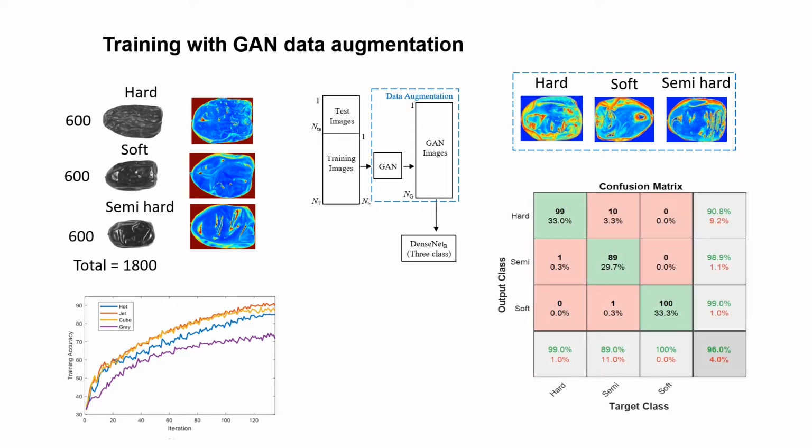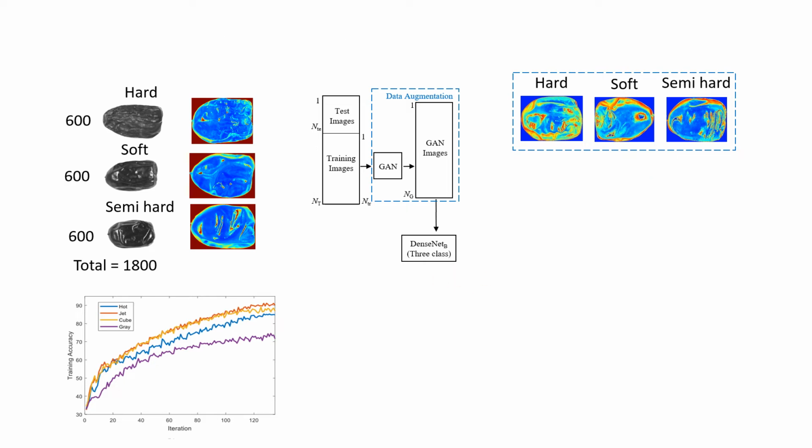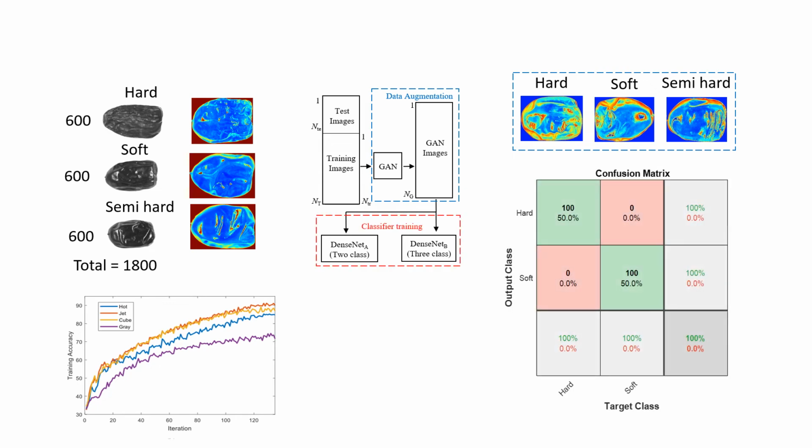The results obtained using a three-class classifier based on the DenseNet model are shown in the confusion matrix, where we can see the excellent accuracies obtained, but not necessarily for the semi-hard cases, as we can see an accuracy of only 89%. We note also that there is one misclassification of a hard date, which is right there. Training a two-class DenseNet for the hard and soft cases only yields the following confusion matrix. We can see here how we can achieve perfect classification.